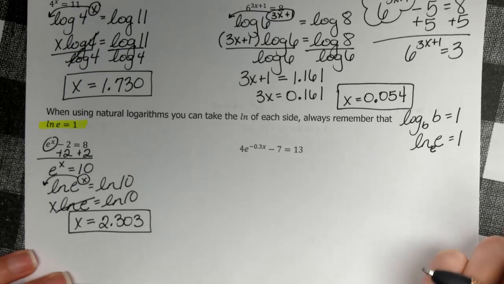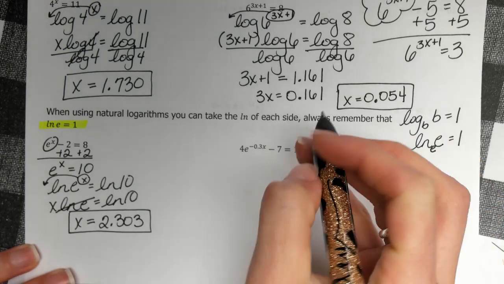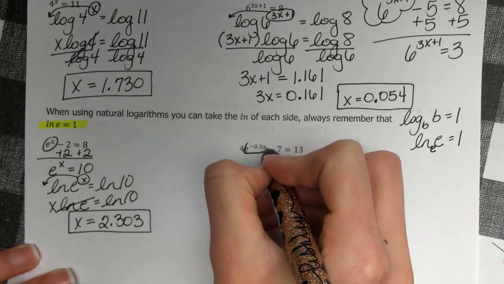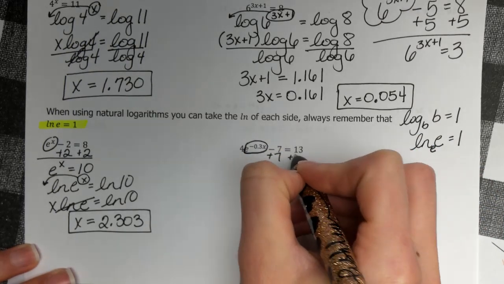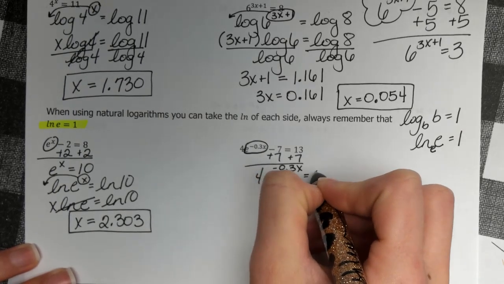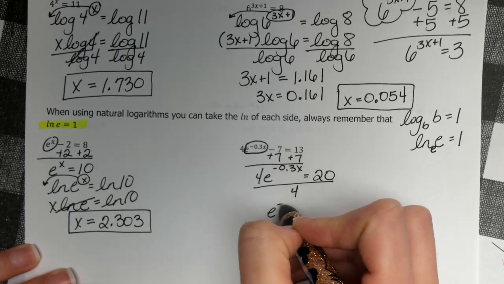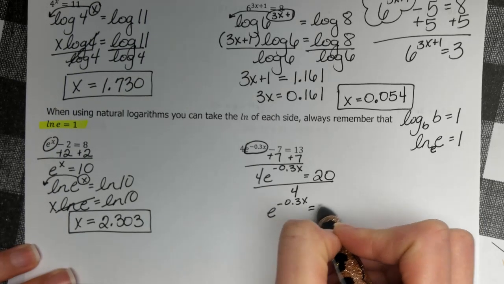All right, so if I have 4 times e to the negative 0.3x minus 7 equals 13. First you gotta add the 7. So I want the e by itself. So I'm going to add 7. And that's going to give me 20. Divide by 4. That's going to equal 5.